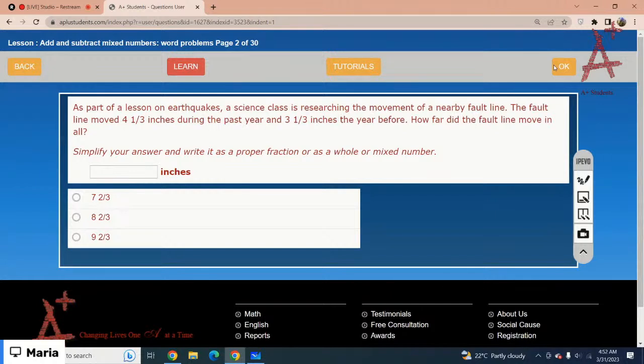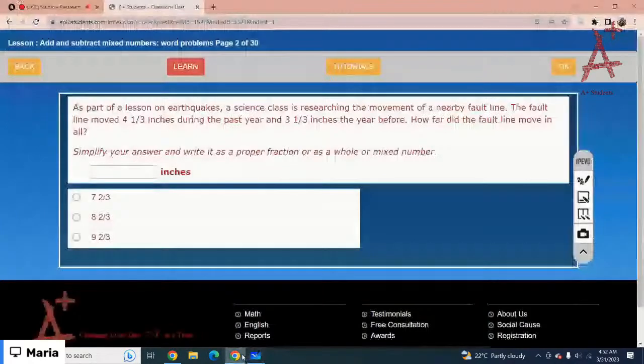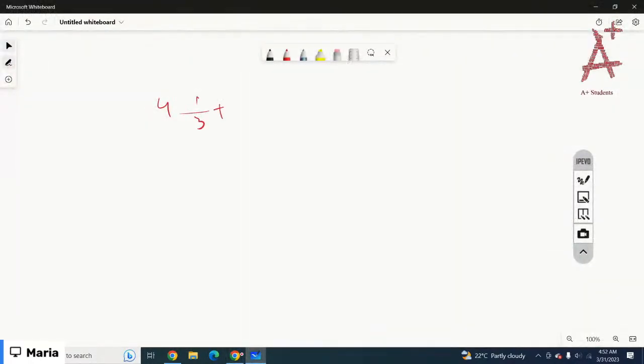So you have to add them because you need to calculate in all. So just add them. 4 whole 1 by 3 plus 3 whole 1 by 3. Just add the whole numbers, 4 plus 3, and add the fractions. So 4 plus 3 is 7. You have like denominators, just add their numerators. So it will be 7 whole 2 over 3. Got it? So the correct option is 7 whole 2 over 3. Let's just move on to the next example.